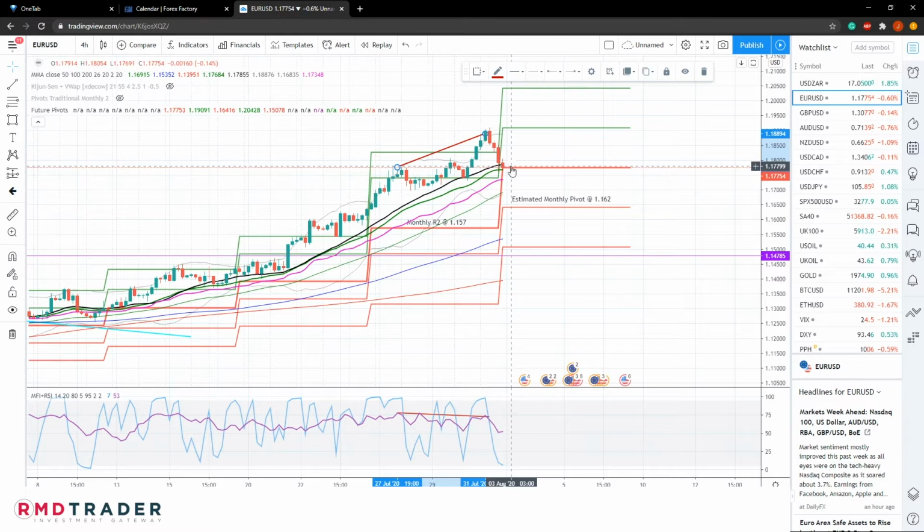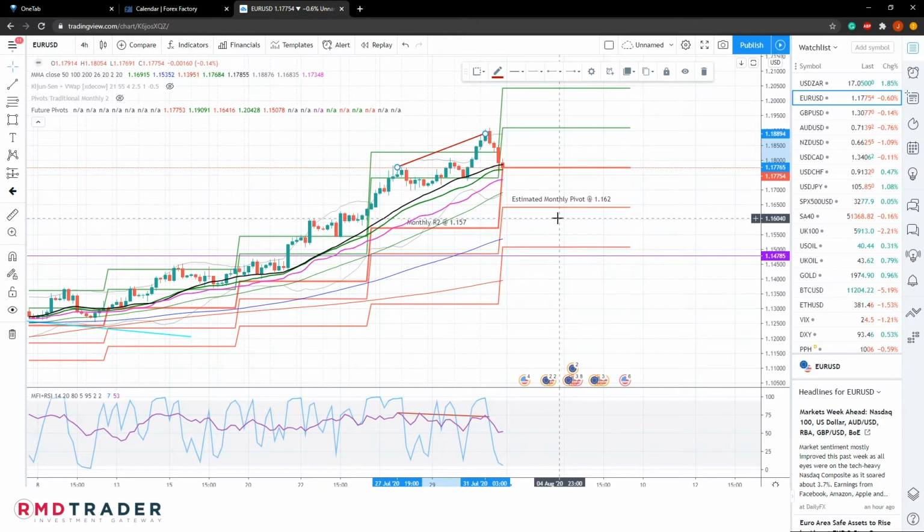Looking at possible areas for a pullback, I'd expect that pullbacks can be anywhere between 1.157, so that would be the monthly R2 from last month, and then of course somewhere in the region of 1.160. And the reason I'm saying 1.160 is that I can see that was an area of resistance that we broke through, and then we came back to retest that area, and it became an area of support.